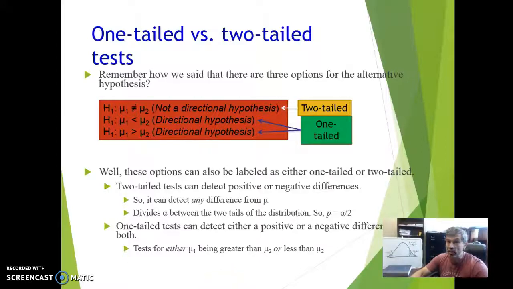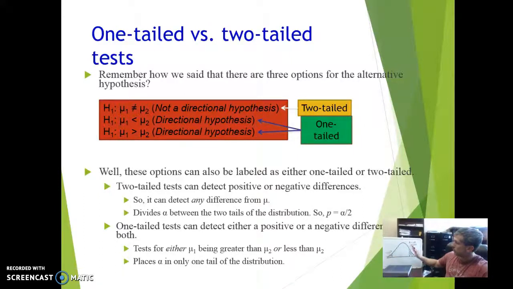The advantage of this, even though you now have a set of differences you can't detect, is that the region of rejection gets a little bigger in the tail that you made your prediction in. So again, it's a little easier to do that. All of that alpha goes just in one tail of the distribution. Instead of lowest 2.5% plus highest 2.5%, it's just highest 5% overall.